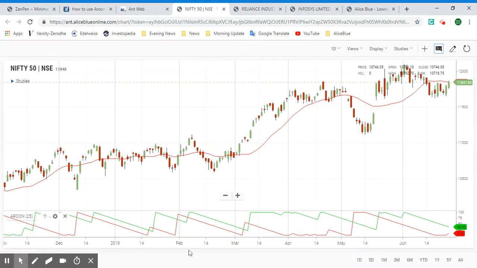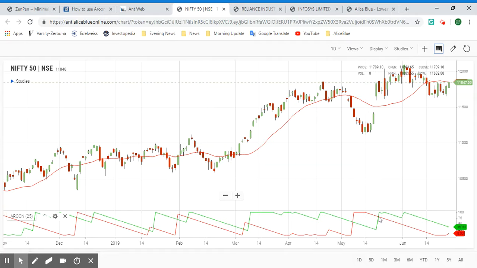So let's look at the selling. Here is a selling point, sell signal. As you can see, the Aroon down is at 100, and it is significantly above the 50 level. So this is a sell signal. You can sell here and exit.